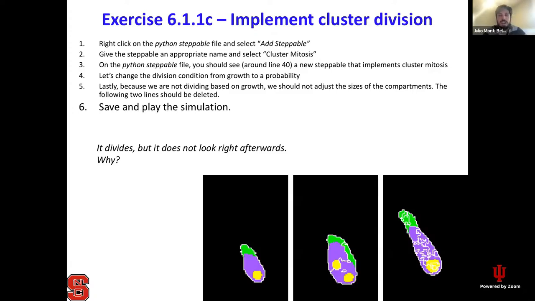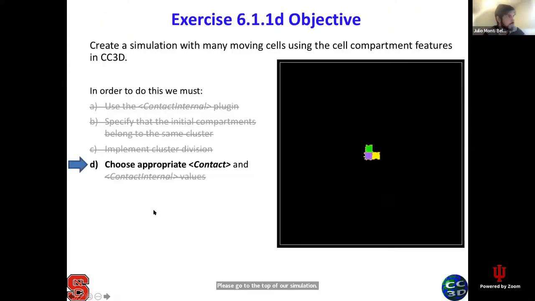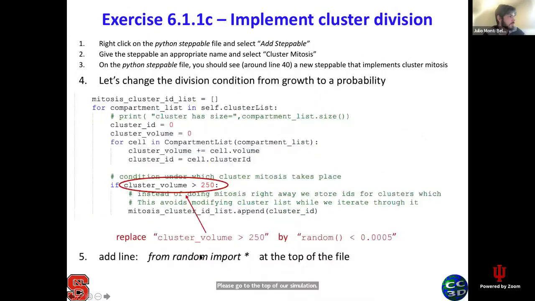Okay, Kyusha, if your error is that run is not defined, please go to the top of your simulation and add the line from random import asterisk. You have tried? Well, stop the simulation, go to edit, make sure that the line is there, save it, and open it again in the player. Problem solved, excellent.